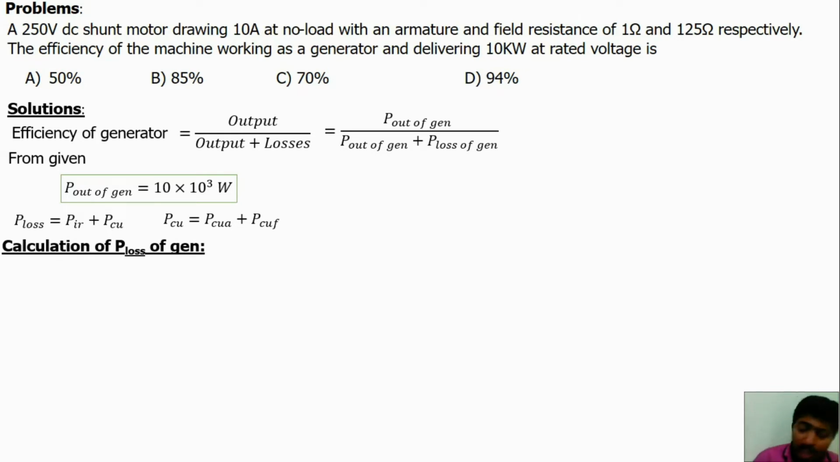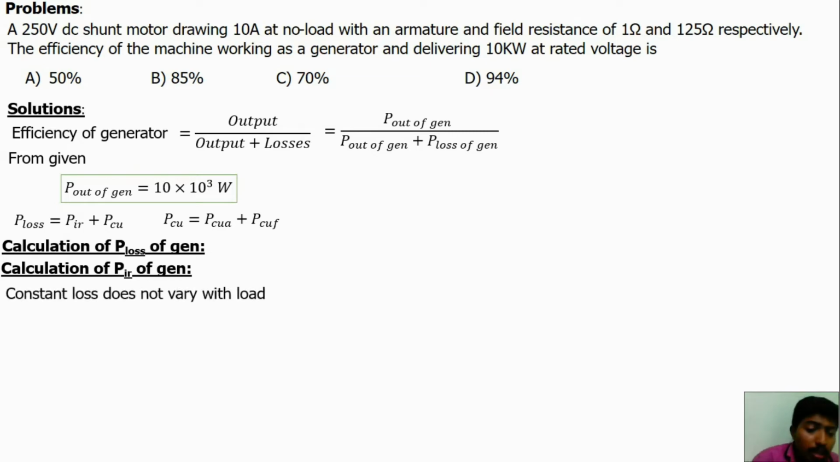First we will calculate the iron loss of the generator. We know that iron loss does not vary with load. So iron loss of motor is equal to iron loss of generator. Here same type of windings, the same machine acts as a generator. So the iron loss of generator is equal to iron loss of motor here, because the same machine acts as both motor and generator. The constant loss does not vary with load. So now we will find the iron loss of motor.